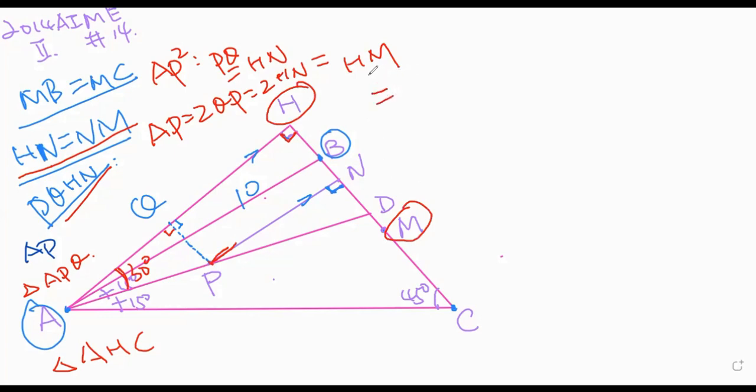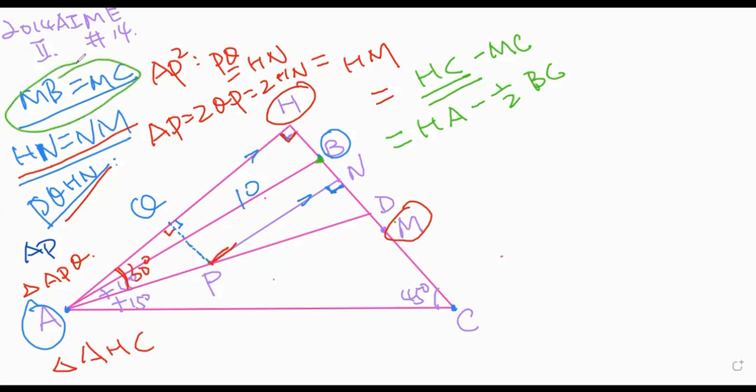So HM, how do we get HM? HM equals HC minus MC, right? HC equals HA because of the isosceles right triangle. MC is just one half of BC, because M is the midpoint of BC. So now the analysis is almost done. So the problem becomes trivial, right?